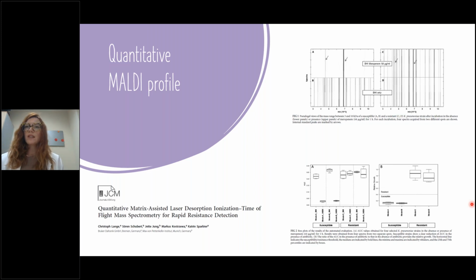I'm going to change my approach a little bit now. I'm going to speak about the quantitative MALDI profile. That is a completely different approach. In this case, what we measure is the growth of bacteria in the presence of an antibiotic. It's very similar to what we perform in microdilution susceptibility testing. But instead of measuring the growth after 16-24 hours, we measure the growth after 4 hours, and the measurement is done in the MALDI-TOF.